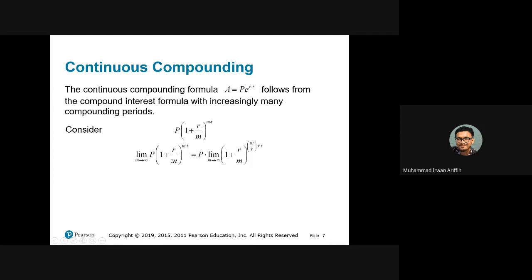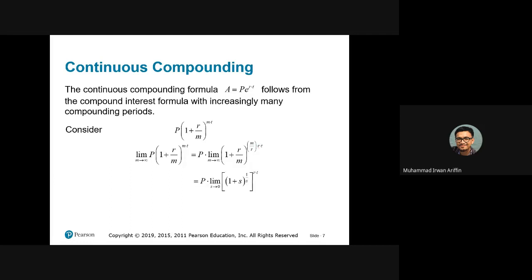Let's try to simplify this by applying the different theorems on the limit. Since P, our principal amount that we invested, is a constant, the limit of P is P itself. It's a constant, right? So we can take P out. Then we want to simplify this. What we are doing is multiplying the power with 1.